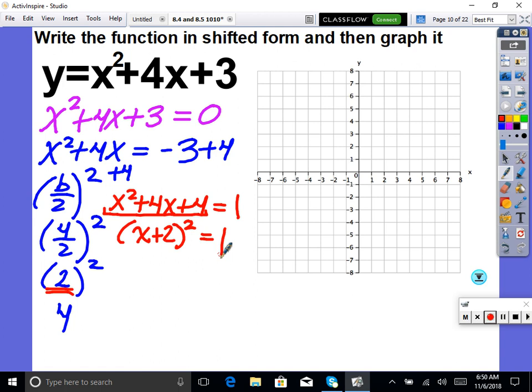Bring 1 back over because it wasn't equal to 0. It's just equal to y. So subtract 1. So we have x plus 2 squared minus 1 equals 0. So there's our function. So now we just graph it.